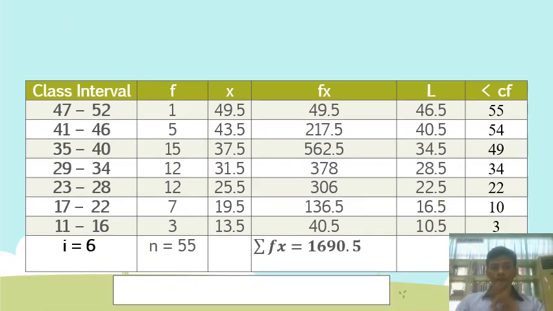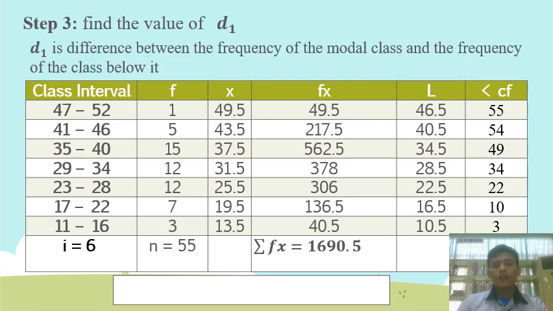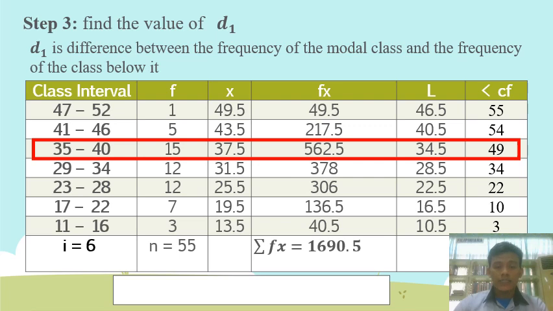Step 3. Find the value of D1. D1 is the difference between the frequency of the modal class and the frequency of the class below it. The frequency of our modal class is 15, and the frequency below our modal class is 12. So 15 minus 12 is 3. That will be the value of our D1.